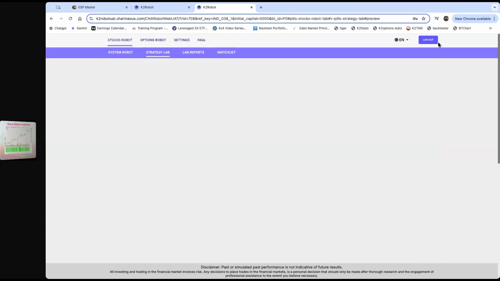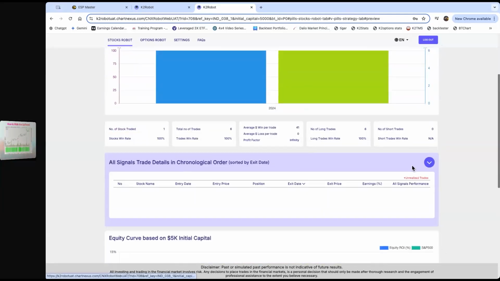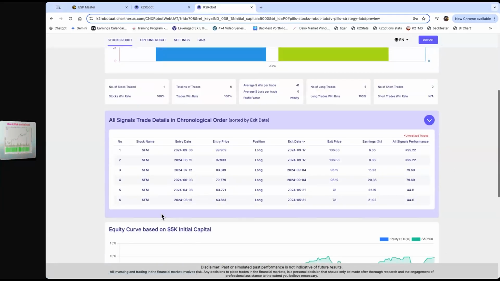It should be fast because it's only one stock. Okay, the backtest is out. Now, this is where I want to show you. These are the signals taken at every low of SFM. You can see the entry dates, 15th of March, April.